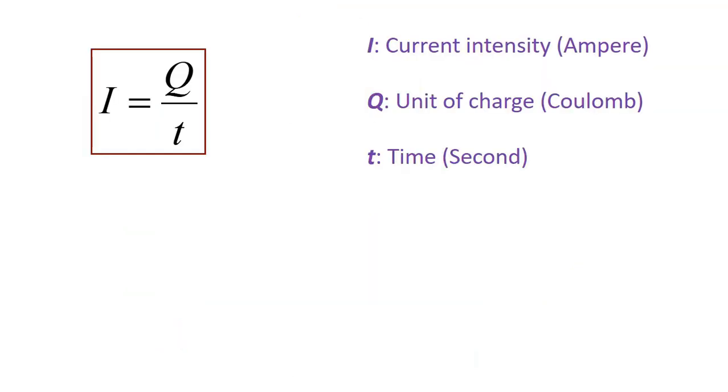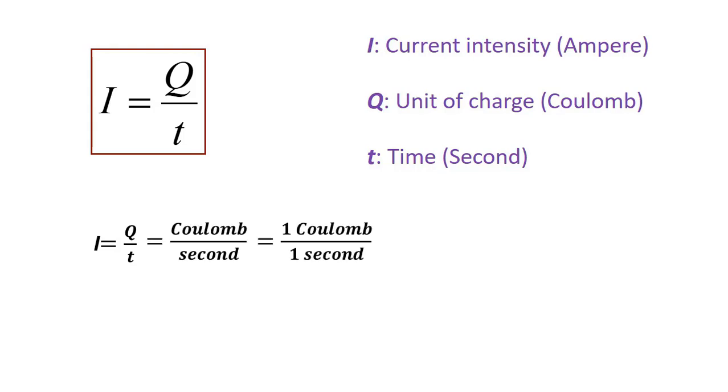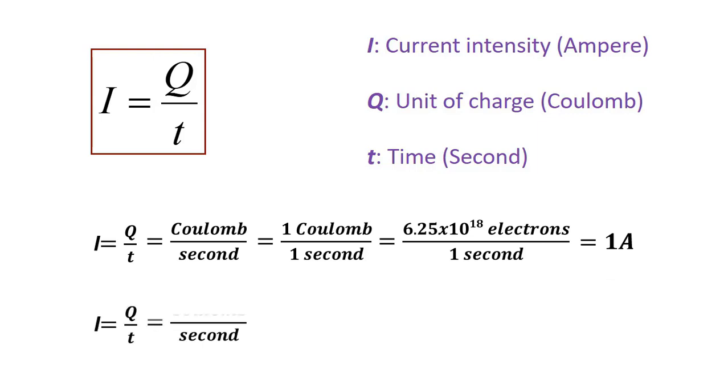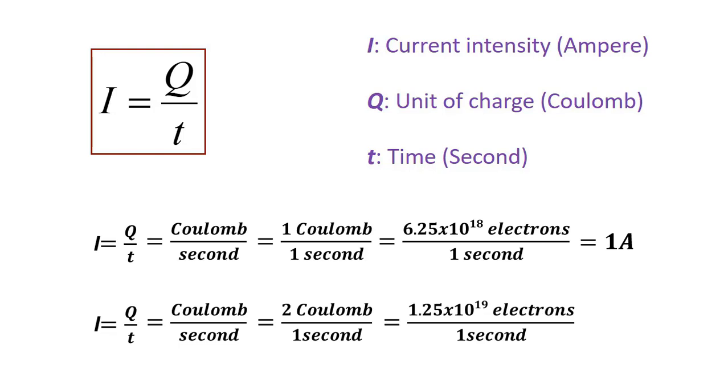At the beginning of the video, we explained the current intensity as the amount of charge per unit time. We can show this as a formula like this. Here, the unit of current intensity is ampere, the unit of charge is coulomb, and the unit of time is seconds. If 1 coulomb charge flows in 1 second, namely 6.25 times 10 to the power of 18 electrons in 1 second, this generates 1 ampere. If 2 coulombs charge flows in 1 second, namely 1.25 times 10 to the power of 19 electrons in 1 second, this creates 2 amperes.